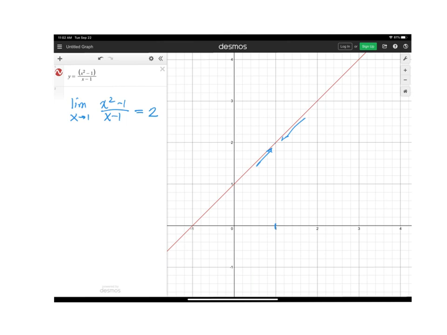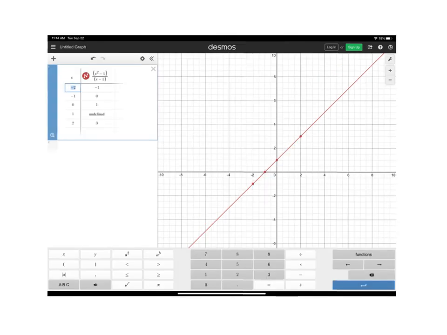What's interesting about this graph is that it's a bit misleading. If you look at the values on the table, you can see that at x equals 1, the function is undefined. So if you were to zoom in on this graph, you would see a hole at x equals 1. Now, does that affect the limit? No, it does not affect the limit, but it does affect the continuity, which we talked about briefly in the last slide. So just wanted to make you aware that sometimes the graphs are a little bit misleading.